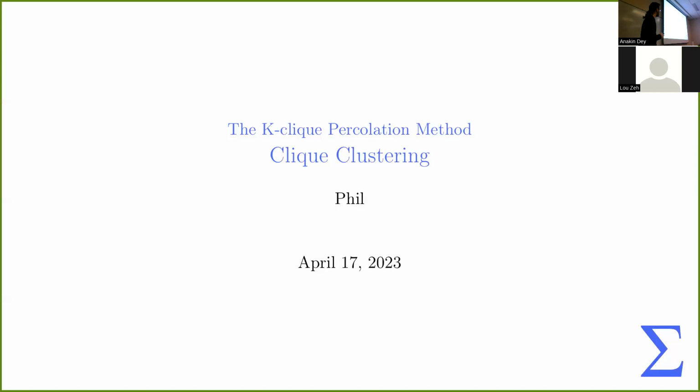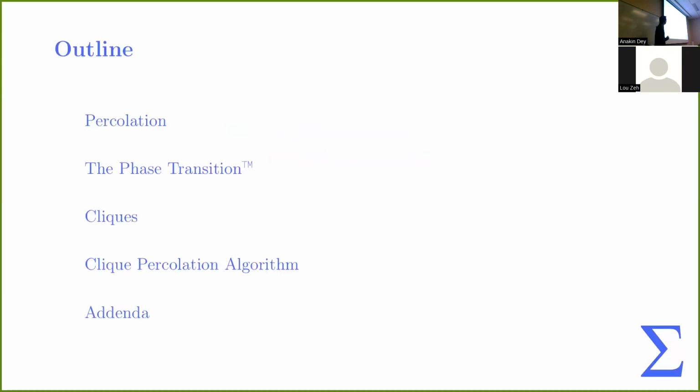If you don't know me, I think I know almost everyone in here, but if you don't know me, today I'm going to be talking about clique percolation, which is a neat little clustering algorithm we can use to analyze graphs. It involves some combinatorics, some random graphs, so it'll be interesting. But first, here's the outline.